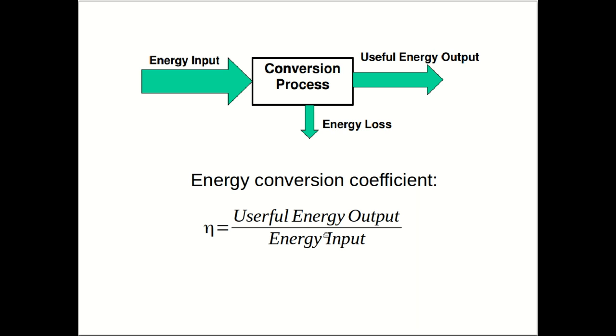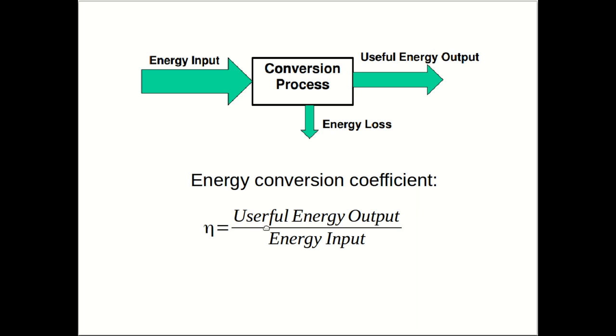From the first law of thermodynamics, we know that energy is always conserved during any kind of conversion. So the total energy output, including the useful energy output and the energy loss, is always equal to the total energy input. So what makes the energy conversion coefficient eta deviate from unity is actually the keyword useful. The exact meaning of usefulness depends upon the purpose of the conversion device.